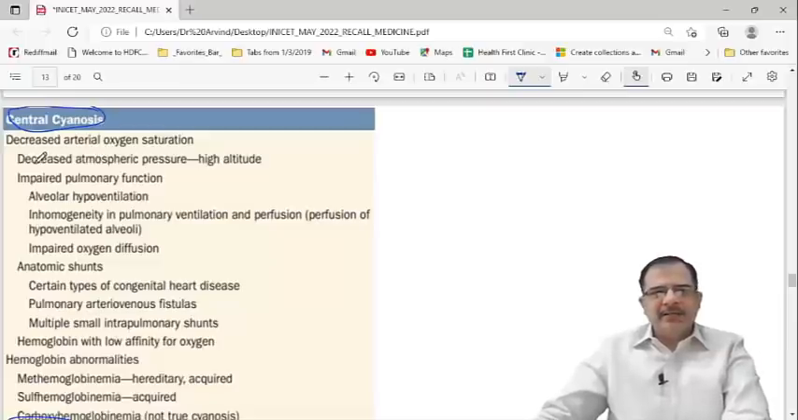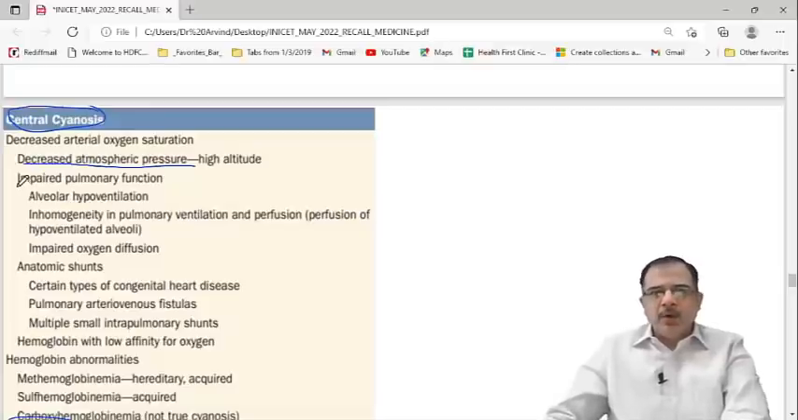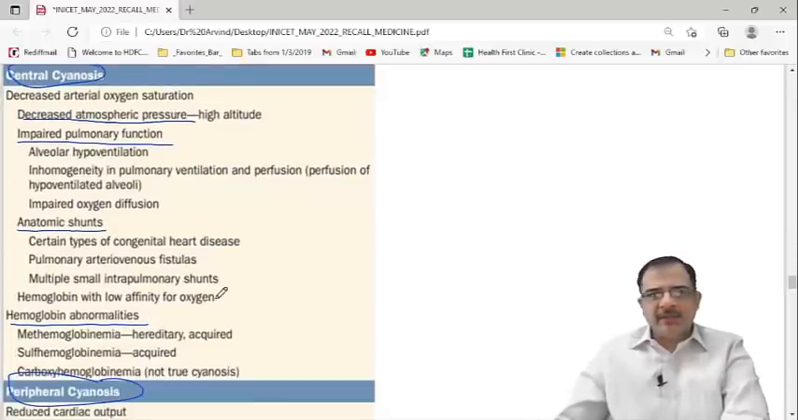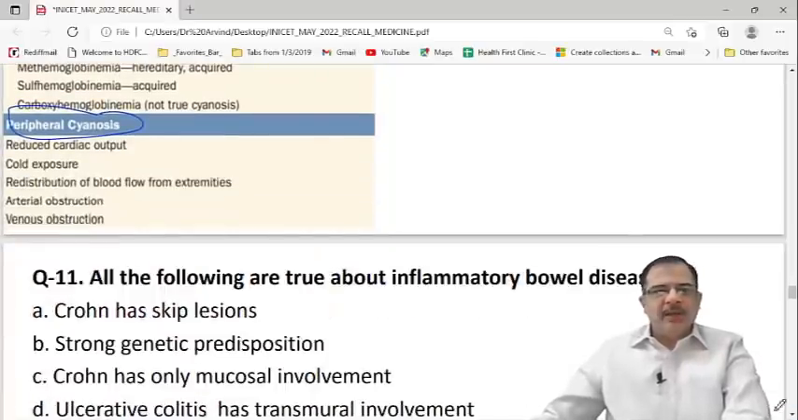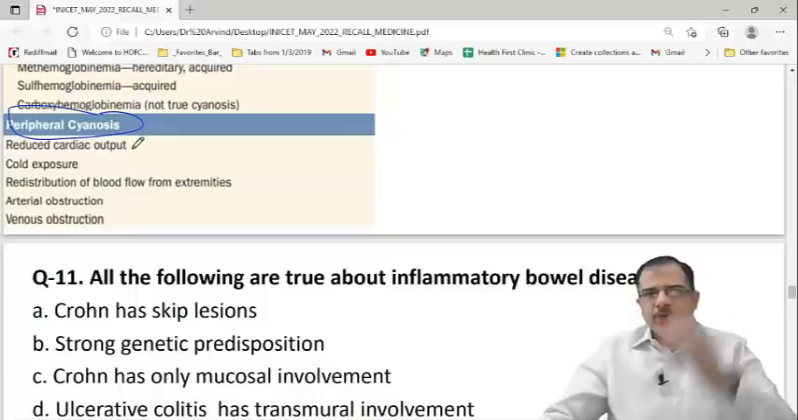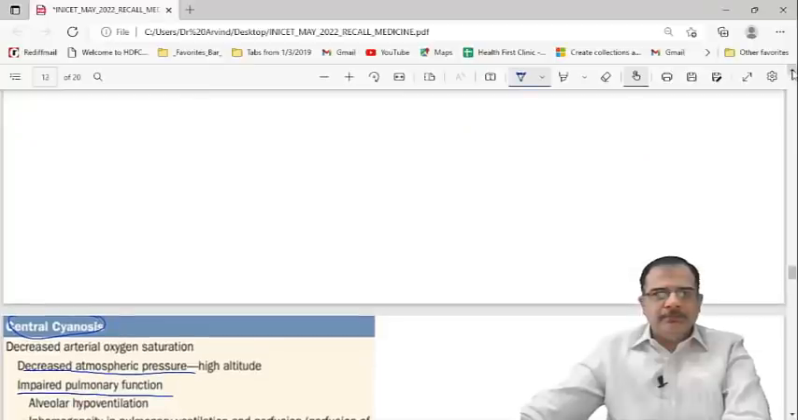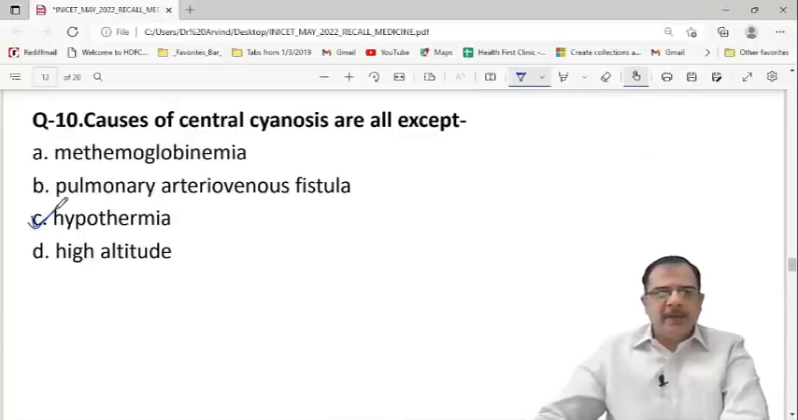That means there is a decreased arterial saturation because of low oxygen in the environment, impaired pulmonary functions, anatomical shunts, or hemoglobin abnormality. Remember, hemoglobin abnormality comes in central cyanosis. So methemoglobinemia, sulfhemoglobinemia will be there. While peripheral cyanosis is due to reduced cardiac output, or a cold exposure like hypothermia, or arterial or venous obstruction. So the answer here will be hypothermia. It will produce a peripheral cyanosis.